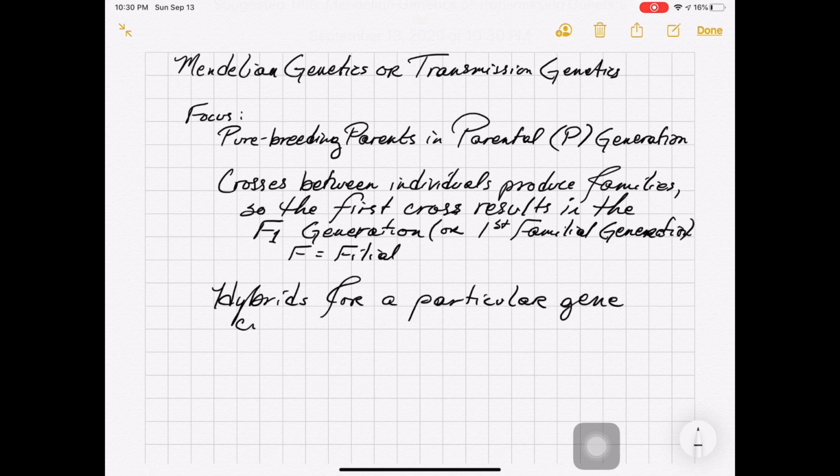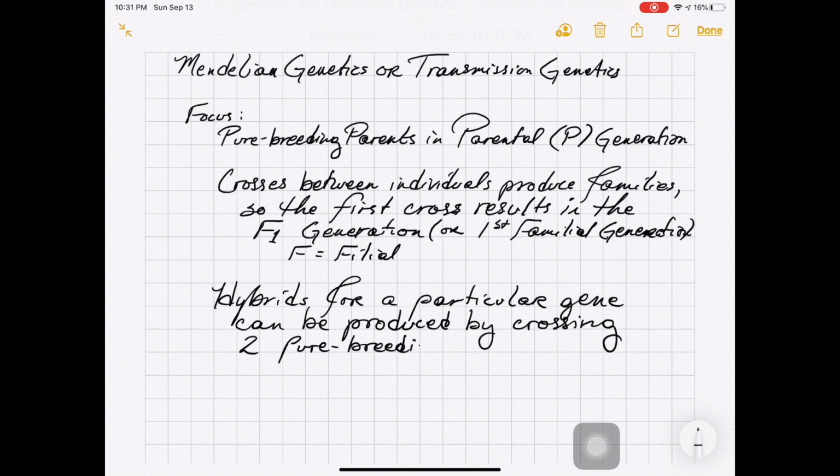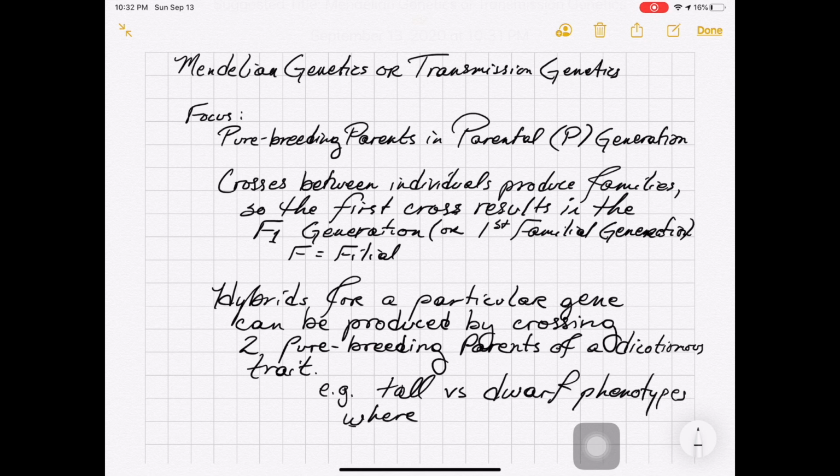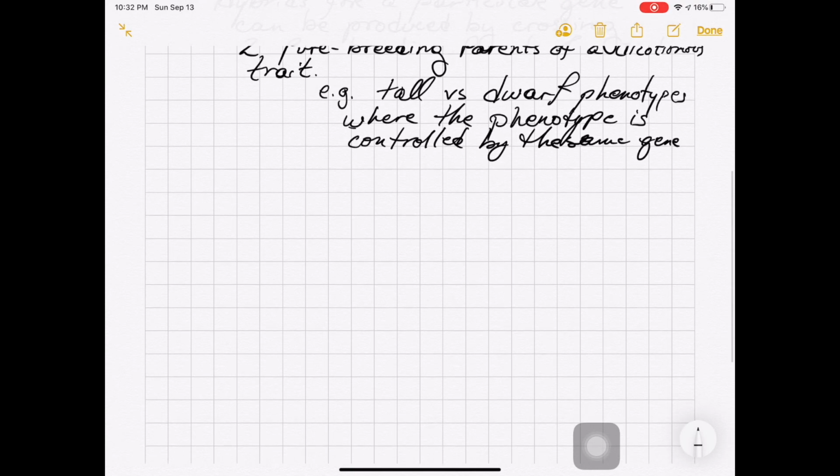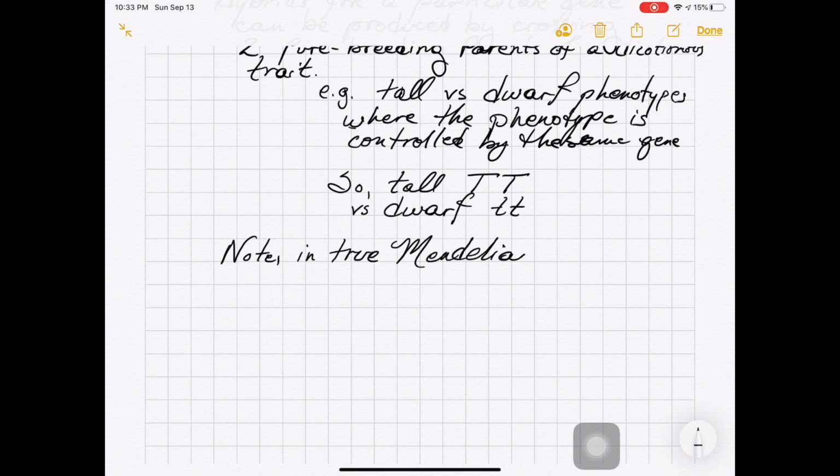So hybrids for a particular gene can be produced by crossing two pure breeding parents for a dichotomous trait. This is where, for example, you have a tall versus a dwarf phenotype for one particular gene, for the same gene, and the dichotomy is the tall versus the dwarf. So we have tall, and we're going to use the nomenclature capital T, in a diploid where there's a copy of the allele from one parent and a copy from the other, versus dwarf, a copy of the little t from one parent, a copy of the little t from the other parent. This is the way we would get pure breeding lines.